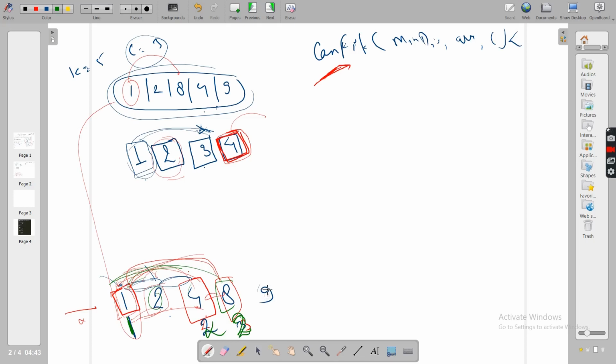But what about the third cow? 9 minus 8, no, it is not a feasible position. So you are not having any of the stalls left. So you can say that you are not able to place the third cow here. So this canFit function will return what? False for this 4th. So if you are trying to put these cows in such a way that between any two cows there should be at least 4 distance.